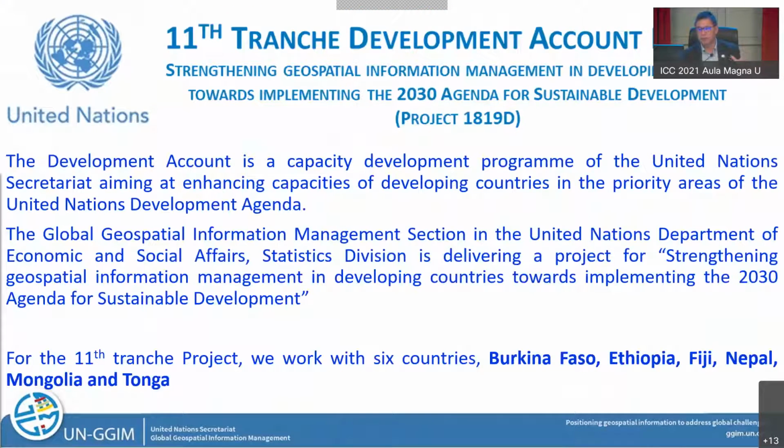I'll come to that later. Now, we mentioned countries. We were thankful that in the United Nations, we are able to access some resources, and we have a development account. For that 11 account project, we work with 6 countries. The 6 countries are selected not randomly. Obviously, there is some context to it. But if you look at them, 2 are essentially small island developing states, 2 are landlocked developing countries with a significant challenge dealing with disasters, and 2 are least developed countries.